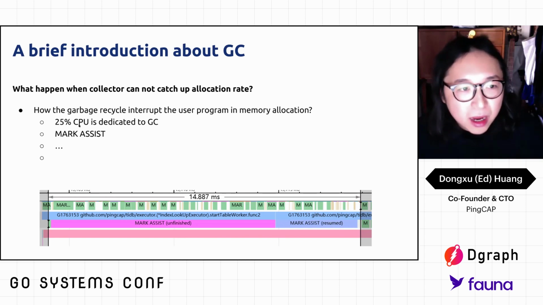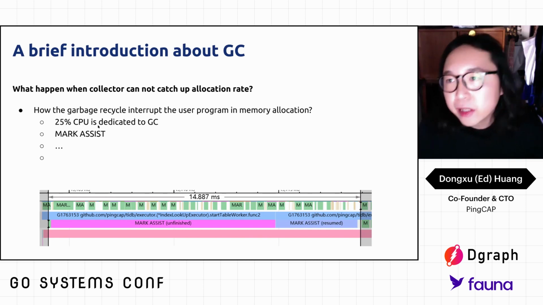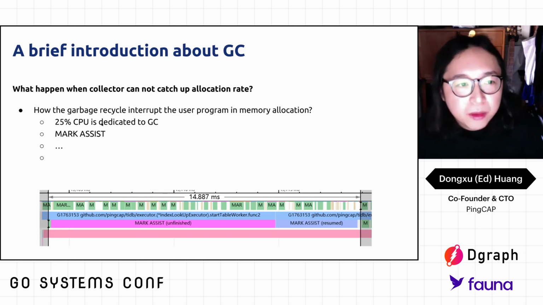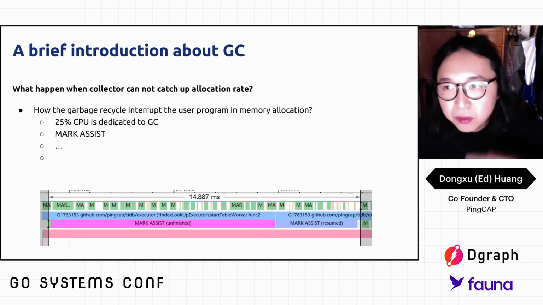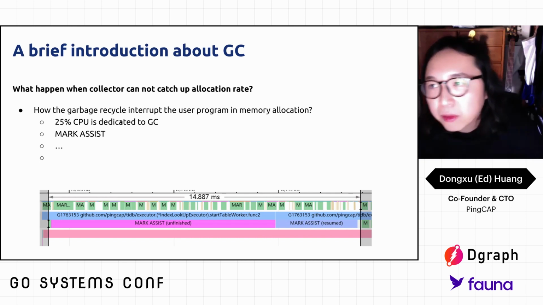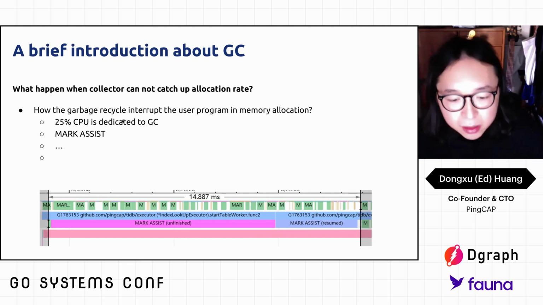And the Go runtime will dedicate a quarter of the CPU, 25% of the CPU, to the GC when you want to run the cleanup process on your memory allocation process.